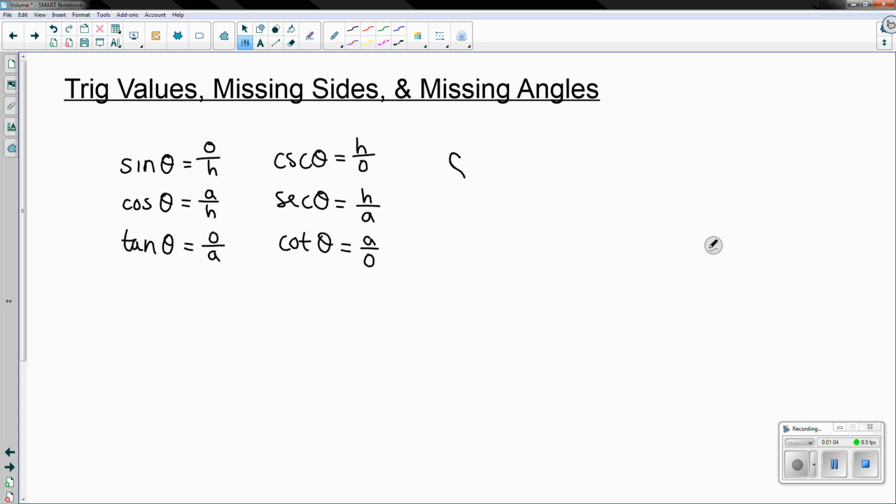Now, the common acronym that high school students often refer to with trig definitions is named SOHCAHTOA. So if you've heard SOHCAHTOA before, it reveals the trig definitions for sine, cosine, and tangent, which are the 3 that we are going to primarily use and resort to when finding missing sides and angles.